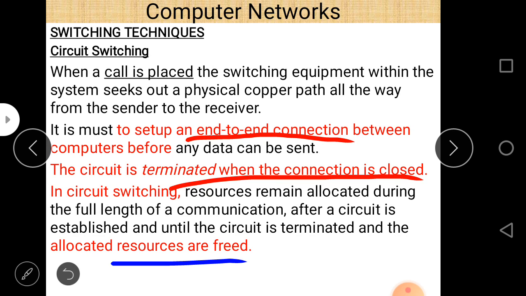So in circuit switching, basically there is an end-to-end connection. Second point is when the circuit is terminated, the connection is closed. And third point is resources remain allocated during the full length of the communication. It means we cannot take back resources when the communication is going on, and only after communication is complete are resources freed. So these are the three important points regarding circuit switching.